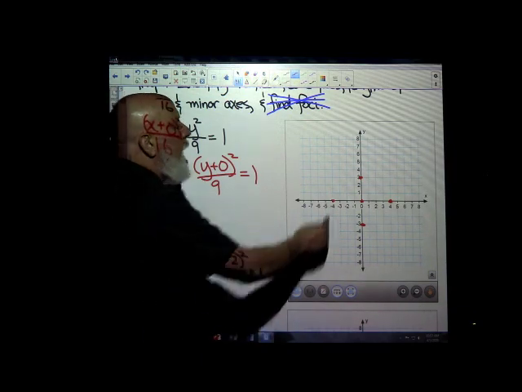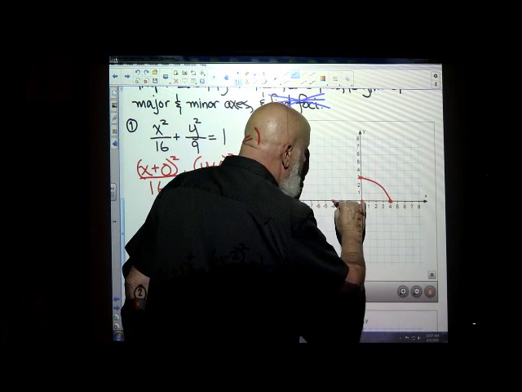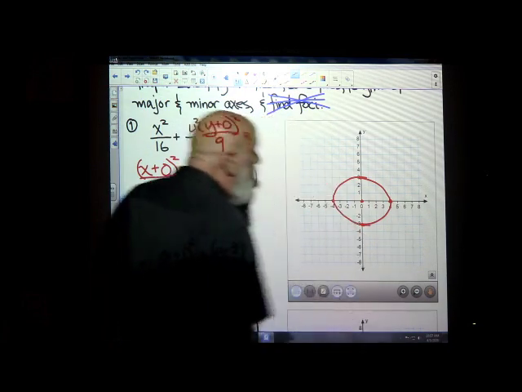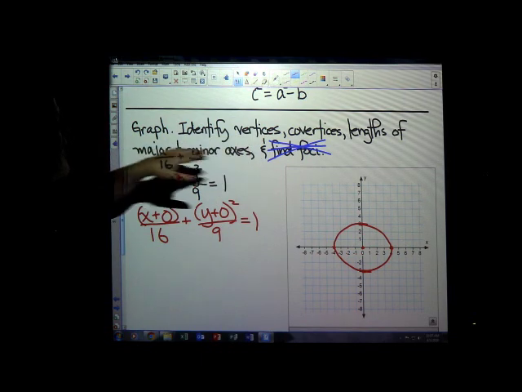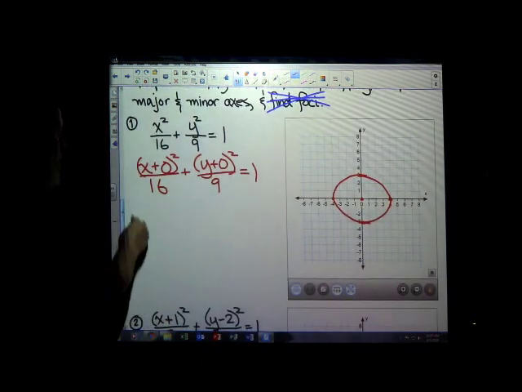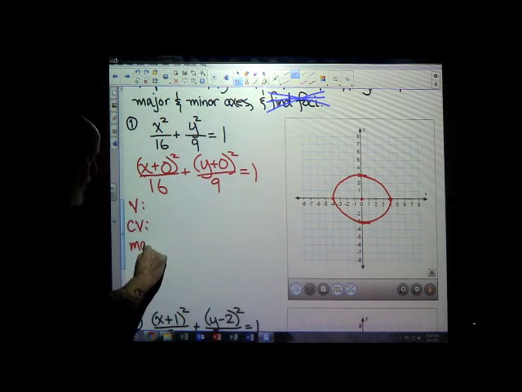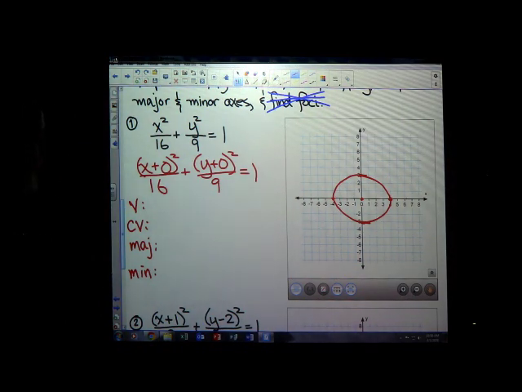Hopefully it does. Once we have these points, we can go ahead and sketch our ellipse. Try not to make it look like a diamond. There's our ellipse, and we want to find the vertices, the co-vertices, and the length of the major and minor axis. So we'll go vertices, co-vertices, the length of the major axis, and the length of the minor axis. And we're going to ignore, again, the foci just because of time constraints.